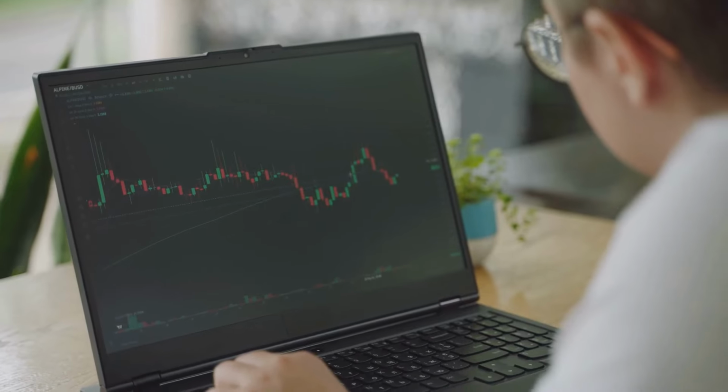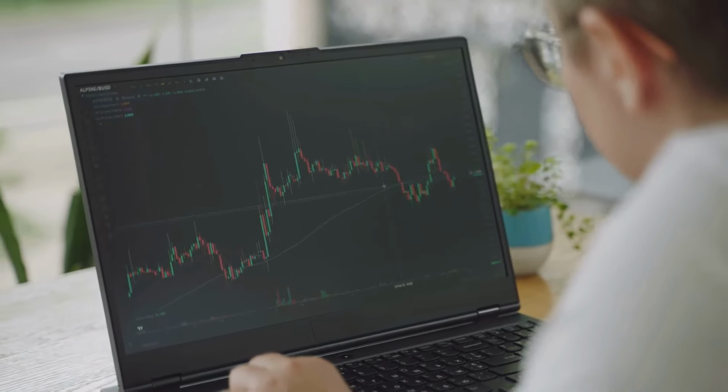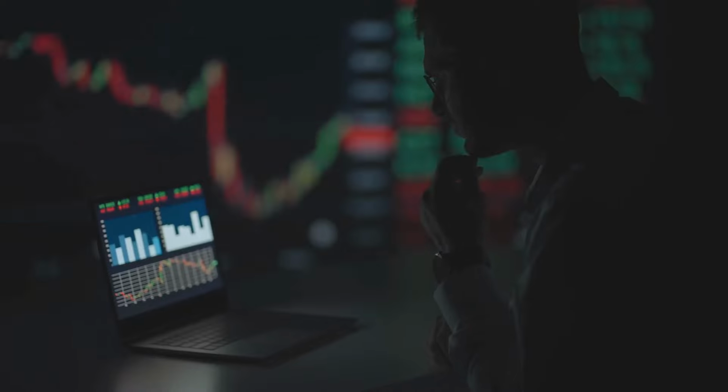The VWAP Snapback Fade is a powerful strategy for day traders, but it's not a get-rich-quick scheme. It takes time, effort, and discipline to master. But with the right approach, you can use this strategy to capitalize on short-term price movements and achieve your trading goals.